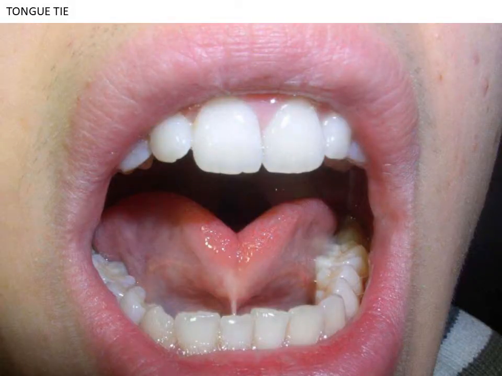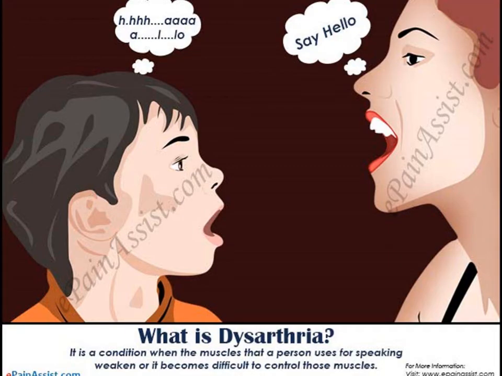This is a clinical situation which is called tongue tie, where the frenulum is attached anteriorly to the floor of the mouth. A little surgical procedure is required to free the frenulum from the tongue. If there is a problem in hypoglossal nerve, this situation occurs, which is called dysarthria. It is a condition when the muscles that a person uses for speaking weaken, or it becomes difficult to control those muscles. Thank you so much.